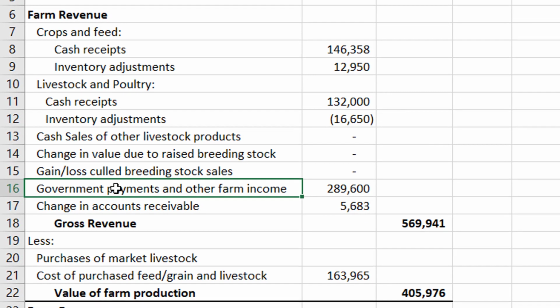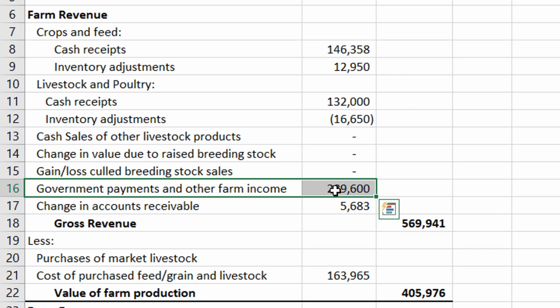Government payments and other farm income. Hate to break it to you, but it's not unusual for farms, especially large farms, to get a significant amount of government payments. And it's also not unusual for farms to have other farm income. For example, farms might have machinery to harvest their crops, and when they're finished, they might harvest someone else's crop for hire. We call that custom harvest. So it's not uncommon at all for farmers to use their equipment to work someone else's property for hire.